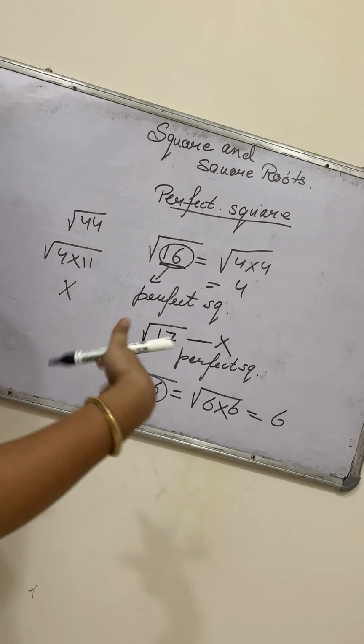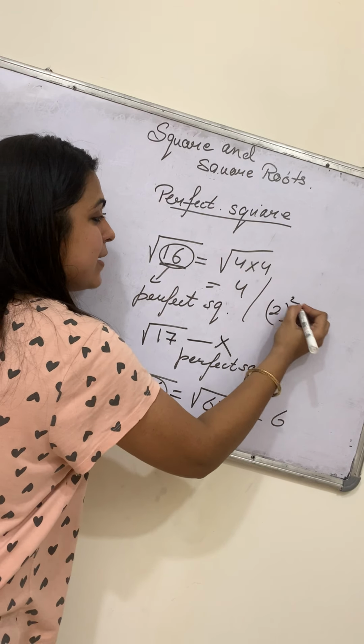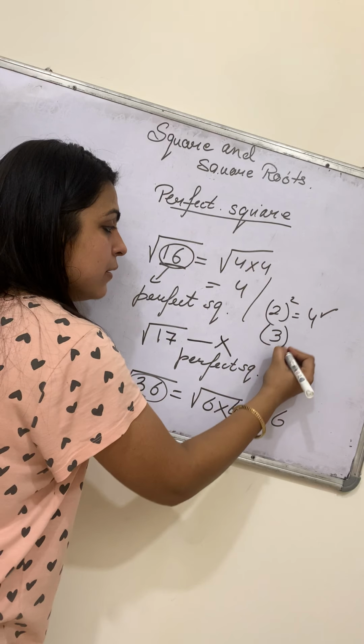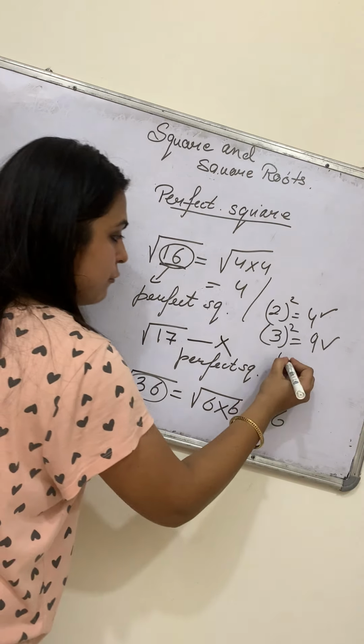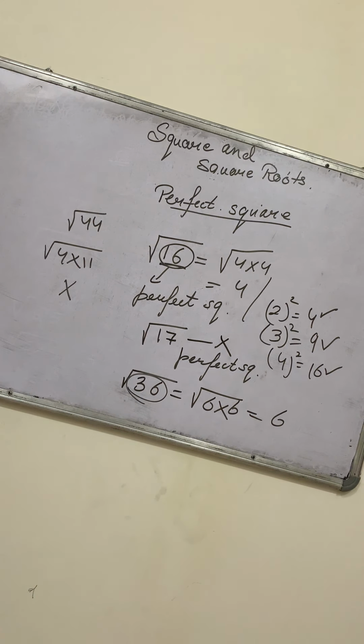जिसका भी स्क्वायर एग्जिस्ट करता है, जो भी स्क्वायर आता है, लाइक 2 का स्क्वायर इज 4, सो 4 इज अ परफेक्ट स्क्वायर. 3 का स्क्वायर इज 9, सो 9 इज अ परफेक्ट स्क्वायर. 4 का स्क्वायर इज 16, so 16 is a perfect square. Okay? So like this also you can understand. So this is square, square root and perfect square. Right?